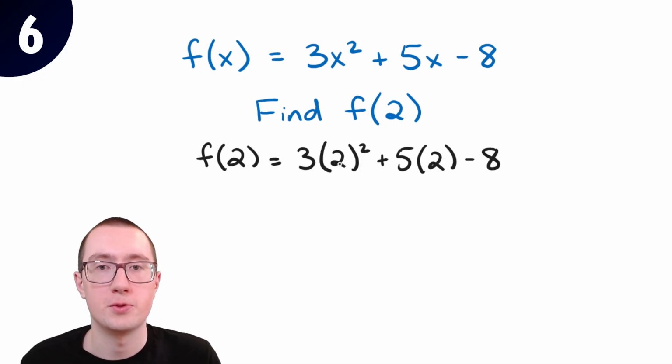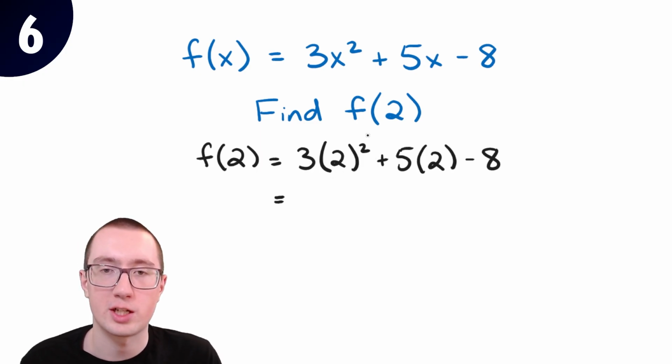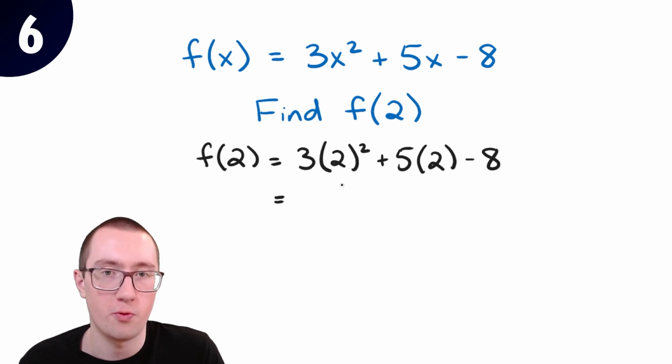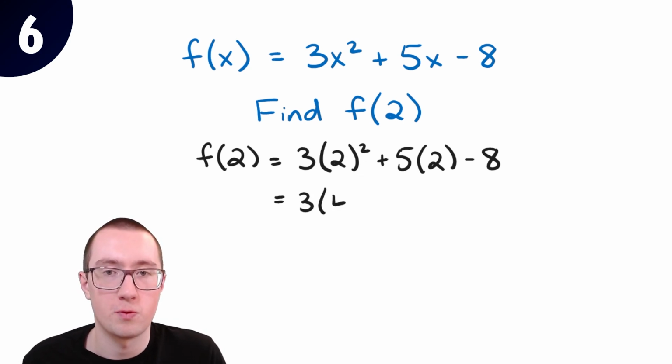And now to find f of 2, I just need to solve this right side of the equation. Don't worry about the f of 2 part right now. We're just trying to figure out what that's equal to. So I'm going to use PEMDAS, right? And PEMDAS says that we should do exponents before multiplication and division and all that. So there's an exponent right here, 2 to the power of 2. That's 2 times itself, which is 4. So 3 times 4 instead of 2 squared, plus 5 times 2, minus 8.